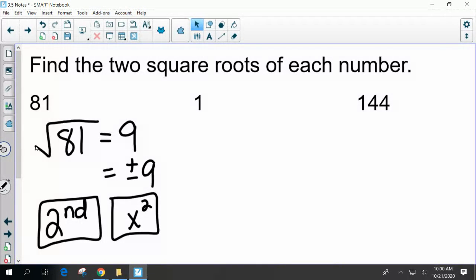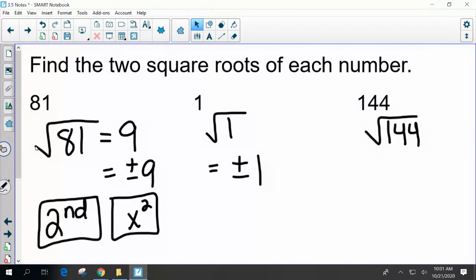Okay, so the next one, square root of 1. So go through that process. Second, x squared, 1. I will come around and help with calculators in just a second. Okay, and so you get the answer of 1. So you put plus or minus 1. Okay, and then 144. So square root of 144. So you should get plus or minus 12.